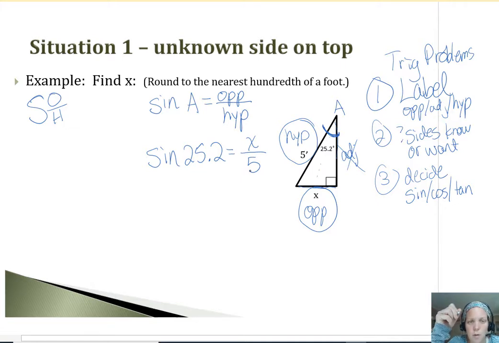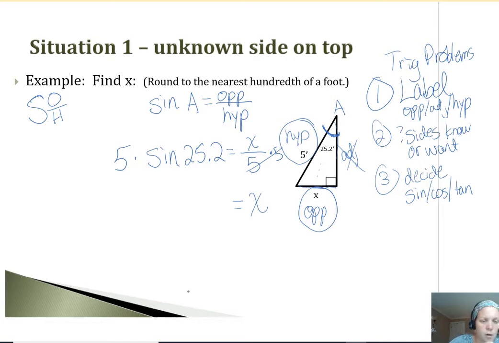Okay, so now I'm going to use my solving equation steps. To get X alone, since this is X divided by 5, I'm going to multiply by 5. So it'll cancel that 5 on the right side. So now I have 5 times sine 25.2. And always put the side in first. To be consistent, as we'll see as we keep going, always put the side first and then times the sine of our angle, 25.2.